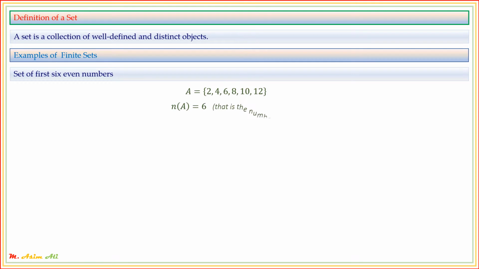And we denote the number of elements in a set by, for example, if this set is denoted by A, n(A) means number of elements in set A, and which is 6. And it is also called the cardinality of the set. The number of elements in a set is called the cardinality of that set. So cardinality of the set A is 6, since it contains 6 elements.